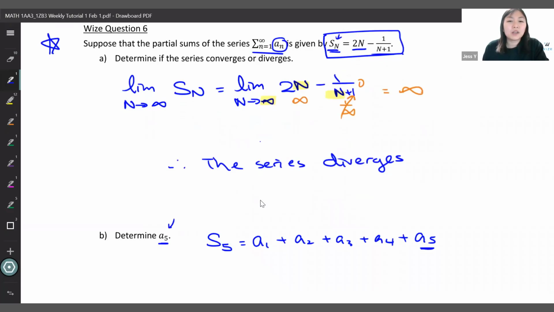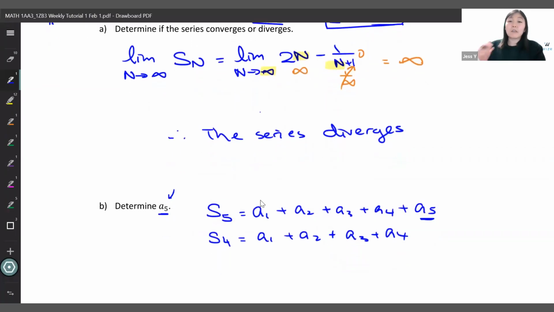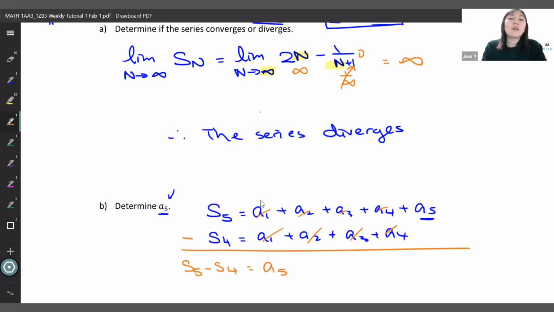Meaning I want to somehow get rid of my a1, a2, a3, a4. Well, I can compare this to S4, which is a1 plus a2 plus a3 plus a4. And then you should be able to see how you can combine these two equations to get a5 by itself. Essentially, I want to get rid of the first four terms, so I'm going to subtract these two. I get S5 minus S4. All of these cancel, and you're just left with a5. So a5 is the fifth partial sum minus the fourth partial sum.